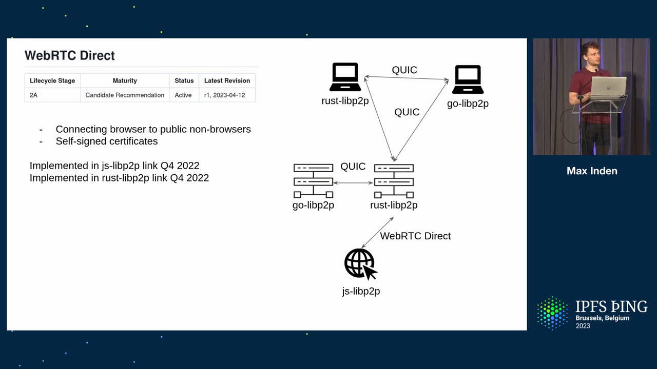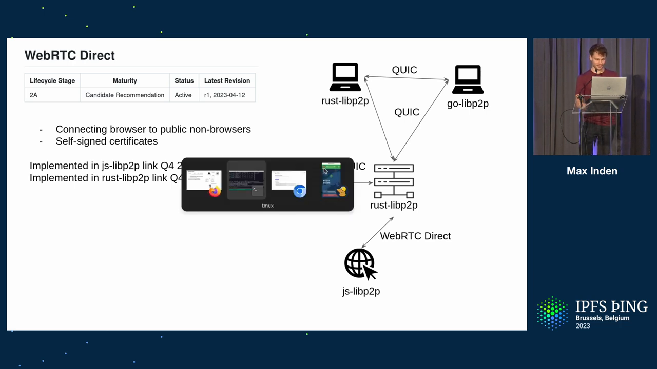But what we can actually do with the libp2p WebRTC Direct protocol, which builds on top of the browser's WebRTC stack, is connect to this public server, this Rust libp2p node, even though it doesn't have a signed certificate. Now, in case you say this is super insecure: we built encryption and authentication on top of that. Everything in libp2p is always encrypted and authenticated. Okay, cool. So let's do that.